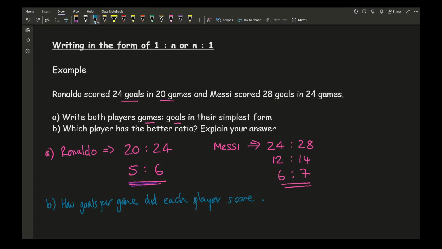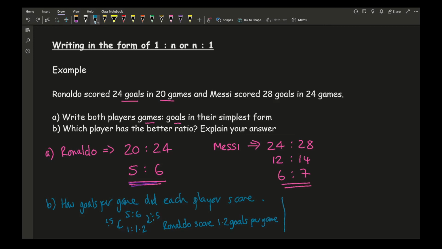So from this, what we're going to do is, well, Ronaldo scored 5 goals per 6 games. So if I divide both numbers by 5, then what I get is 1 to 6 divided by 5, which gives me an answer of 1.2. So basically Ronaldo scores 1.2 goals per game, which I know is not possible, but it's one statistic that we then work out.